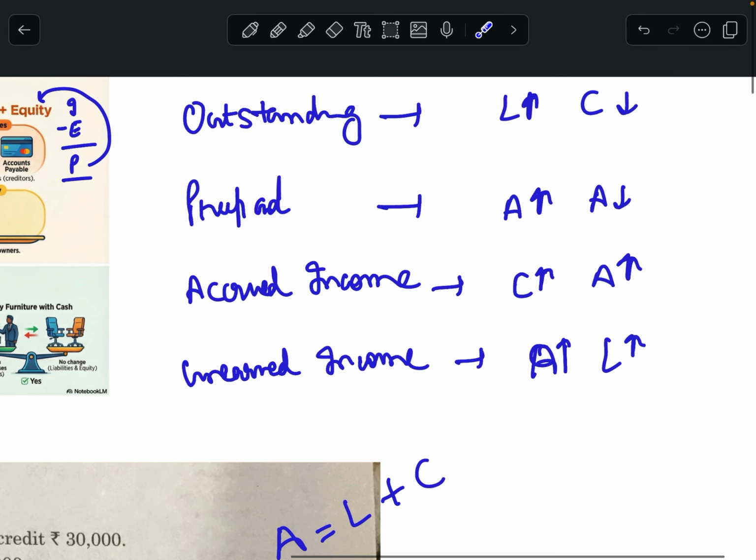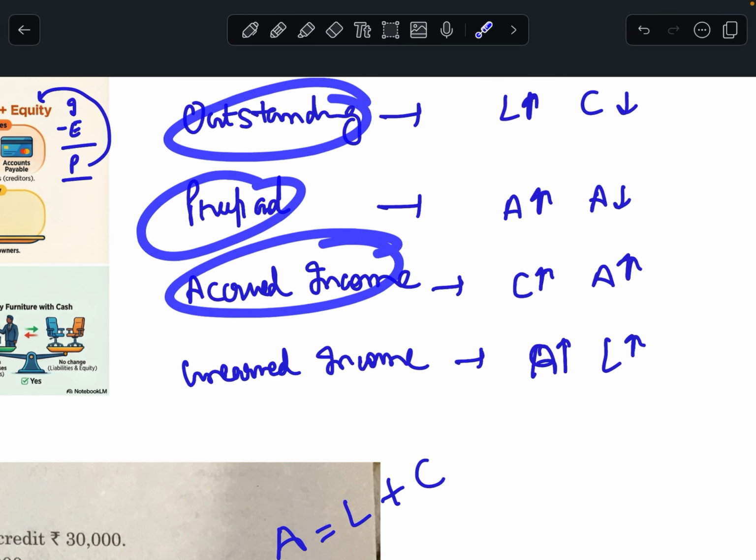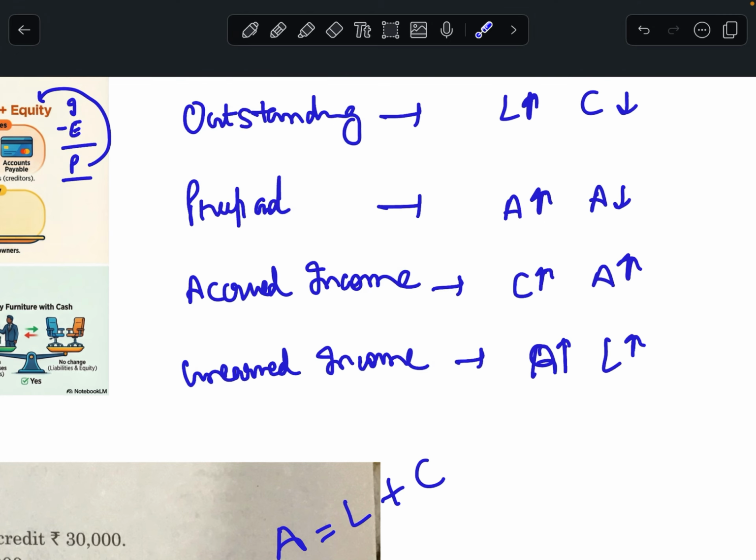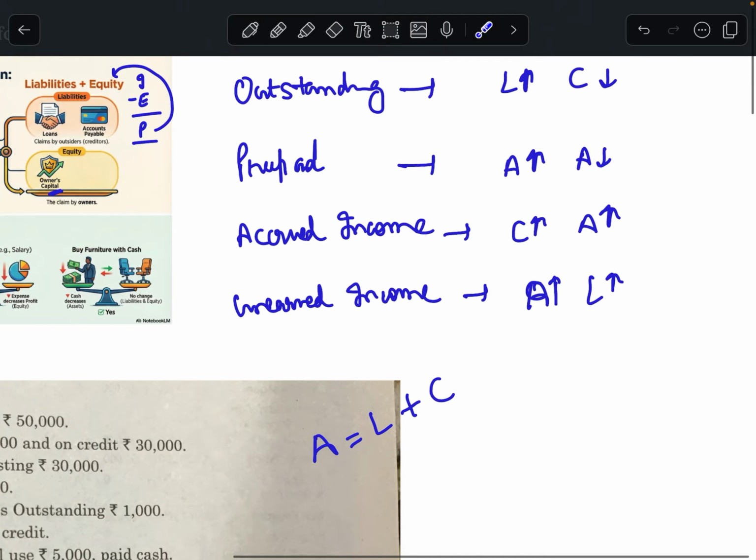Now there are 4 adjustments that we are all aware of: outstanding, prepaid, accrued and unearned. How do they impact this accounting equation? Asset is equal to liability plus capital. So when an expense is outstanding, the liability will increase, the capital will decrease. Why will capital decrease? Because it's an expense of the current year. Profit will decrease due to this, and so will the capital.